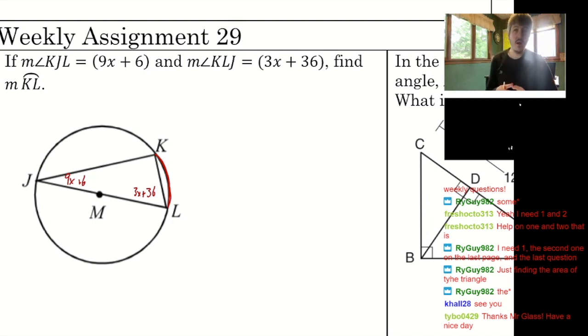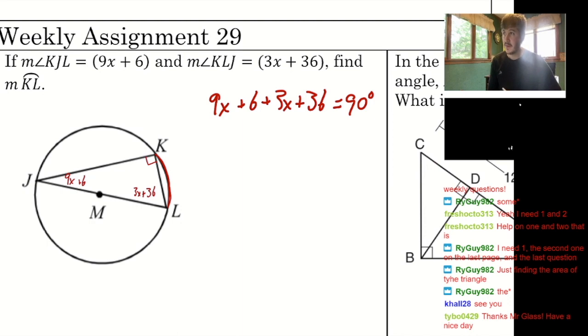So one of the things I noticed in this diagram is immediately the fact that this is a right triangle. And I know it's a right triangle because angle K is inscribed in a semicircle or a diameter. Because this is a diameter, that makes this a right triangle. And in a right triangle, the two acute angles must add up to 90 degrees. So my first step would be 9x plus 6 plus 3x plus 36 equals 90 degrees. That should be step number 1.